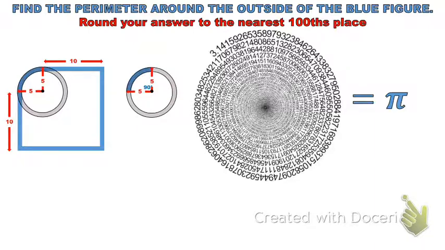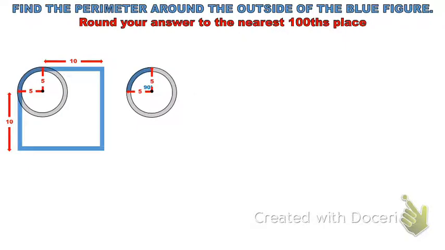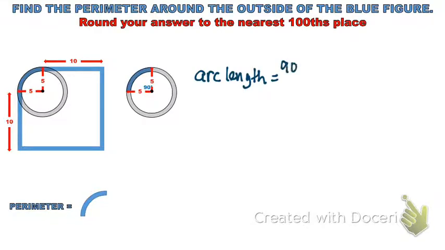So now on our problem, we're going to calculate the perimeter. And the first part of the perimeter that we're going to calculate is our arc. So we need to find the arc length. And again, that will be arc length equals our arc measure, which is 90 degrees out of the 360 degrees that makes up a whole circle, times 2 times pi times the radius, which in our problem is 5.